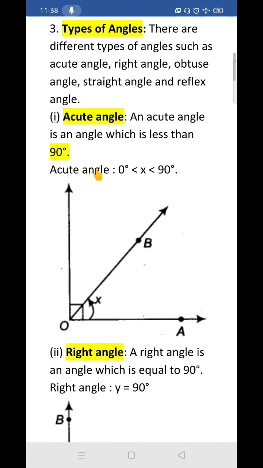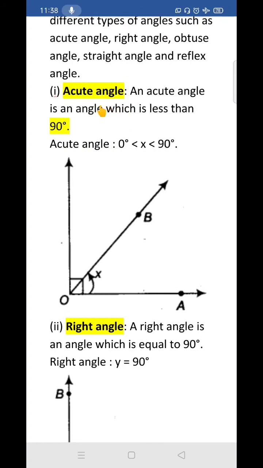First one is acute angle. What is the meaning of acute angle? Already you have studied this in your 8th standard. So now let us take a glance at it once again.